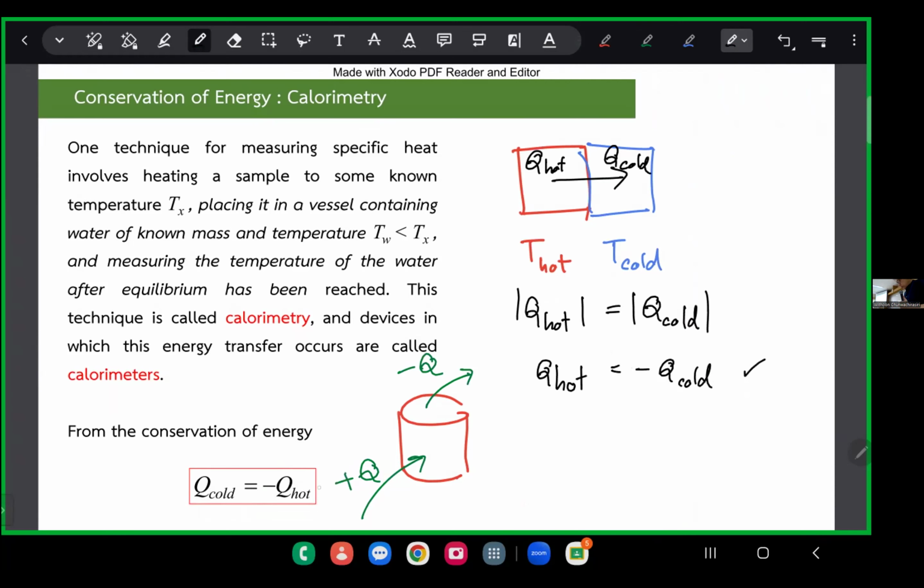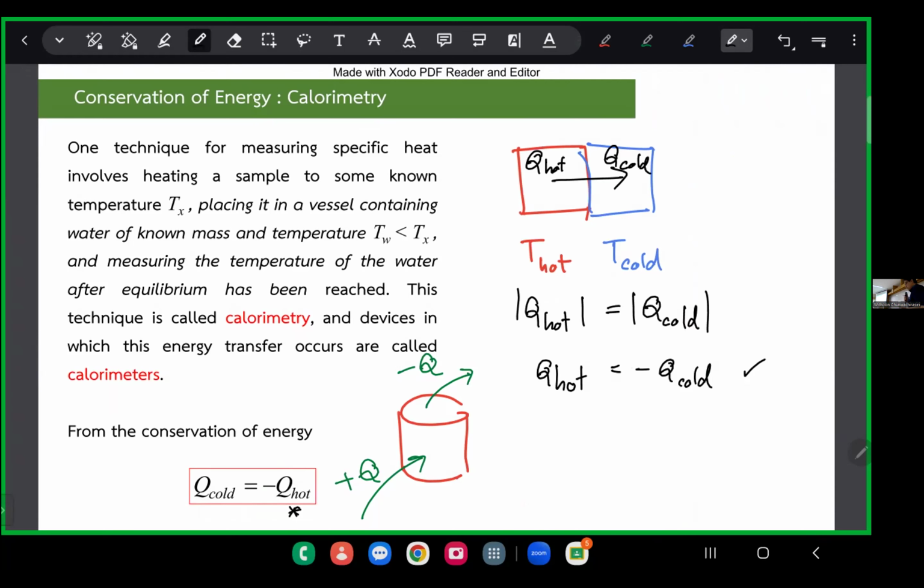Everyone good? So that's why you get this equation right here. You can put the negative sign in front of either one of those. It's the same equation anyway. So I'm just saying that if you have a Q hot, which is heat leaving the system, it must be the same as the one that gets received on the other end, but you have to put the negative sign in it to flip the direction so you can manage the magnitude. Okay, sounds good?